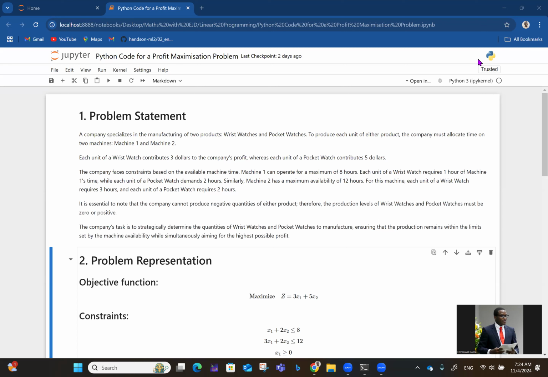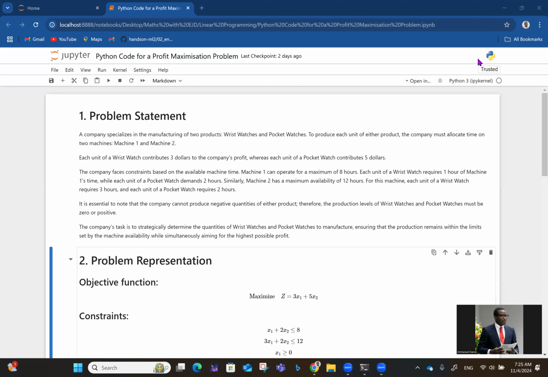A company specializes in the manufacturing of two products, wristwatches and pocket watches. To produce each unit of either product, the company must allocate time on two machines, machine one and machine two. Each unit of a wristwatch contributes $3 to the company's profit, whereas each unit of a pocket watch contributes $5. So the company faces constraints based on the available machine time.